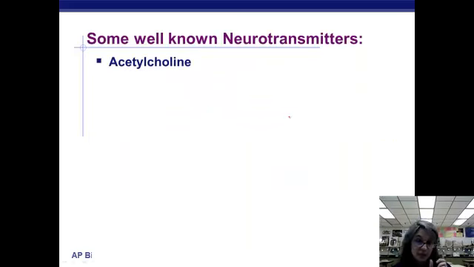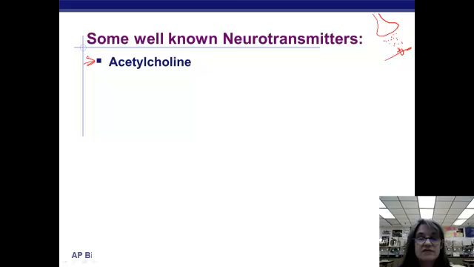Now, there are some very well-known neurotransmitters. Please remember, we're talking about things that are leaving from the axon, crossing the synapse, and being received on the other side by a receptor and causing something to happen, perhaps a muscle contraction or whatever, over in a next cell.